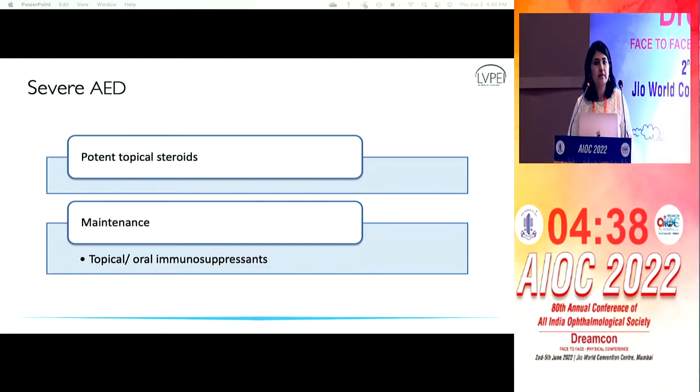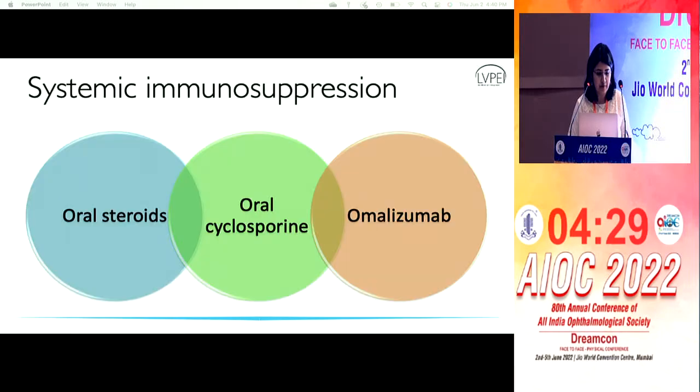Oral immunosuppressants are given to those patients who have a very severe disease which is also chronic in nature, or the patient also has associated systemic allergy. So the commonly preferred systemic immunosuppressive agents include oral steroids, cyclosporin, omalizumab, which is a monoclonal anti-IgE antibody which is injected subcutaneously.